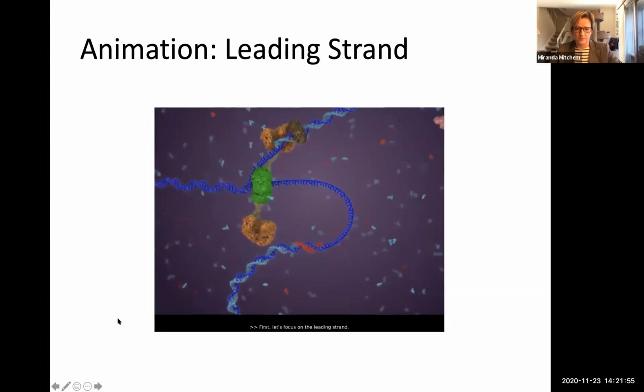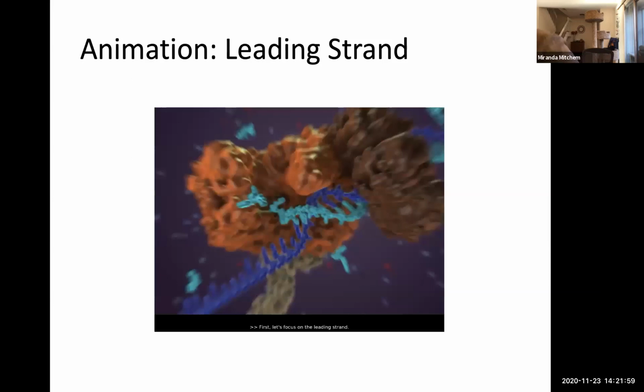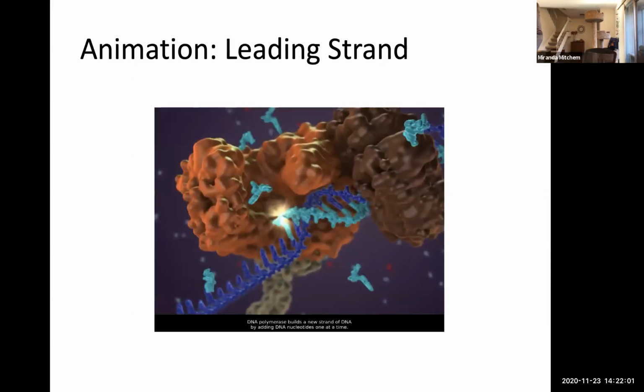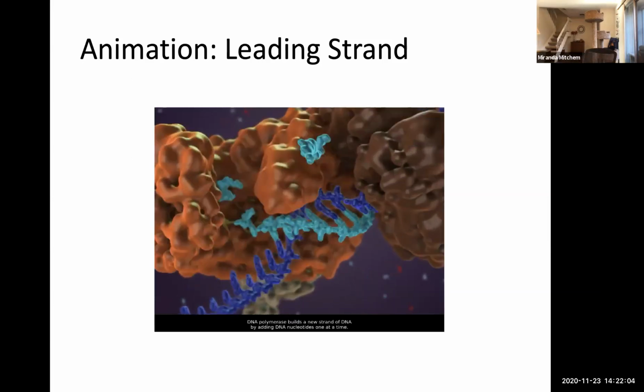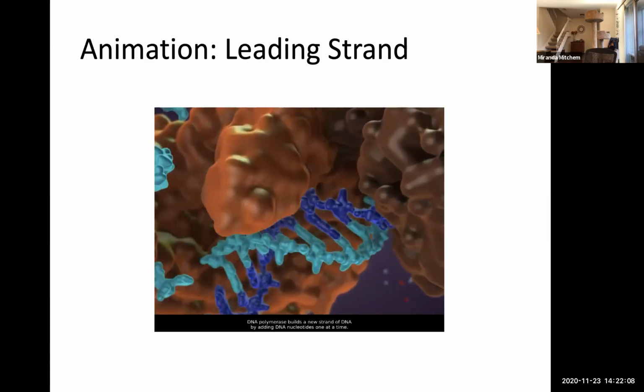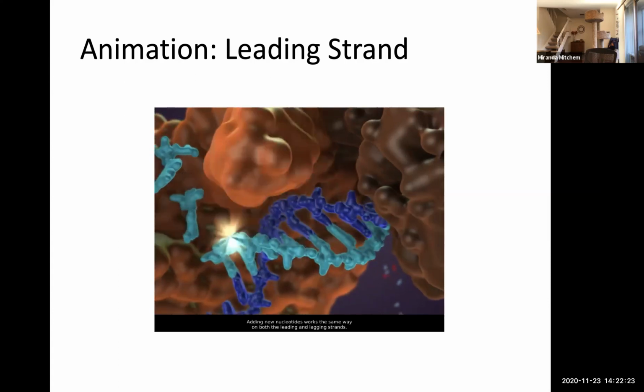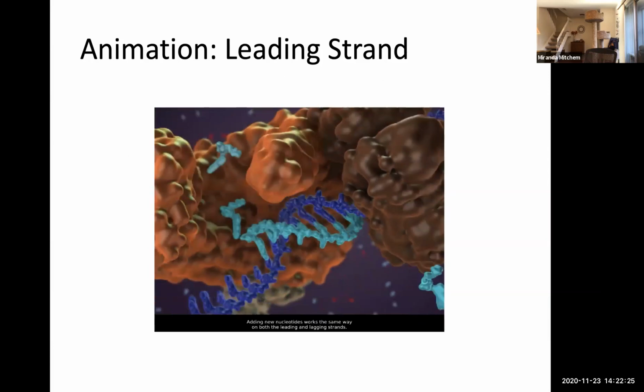First, let's focus on the leading strand. DNA polymerase builds a new strand of DNA by adding DNA nucleotides one at a time. Each new nucleotide must pair up with its complementary nucleotide on the parental strand. Adenine always pairs with thymine. Guanine always pairs with cytosine. Adding new nucleotides works the same way on both the leading and lagging strands.